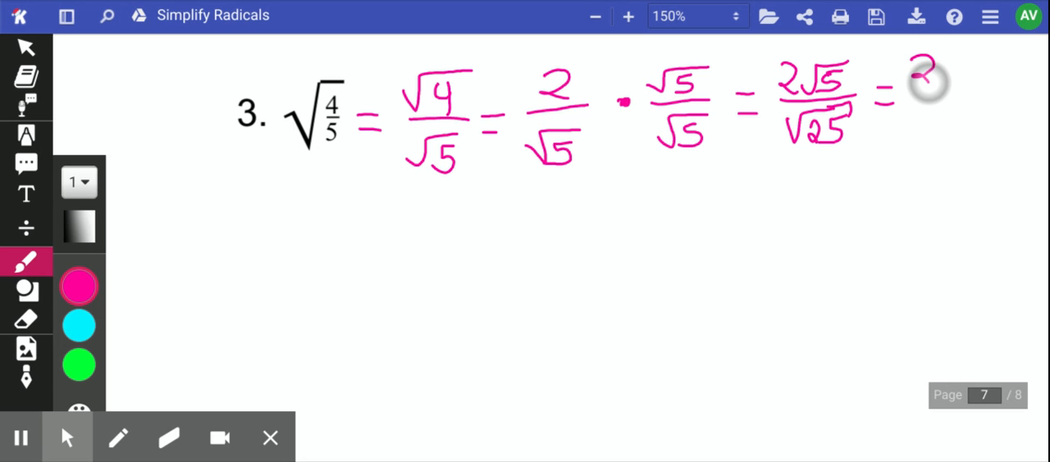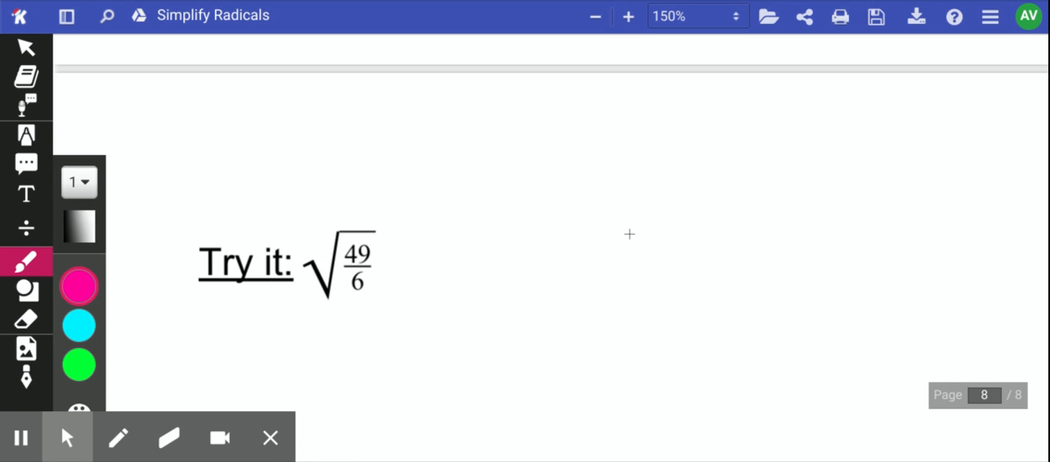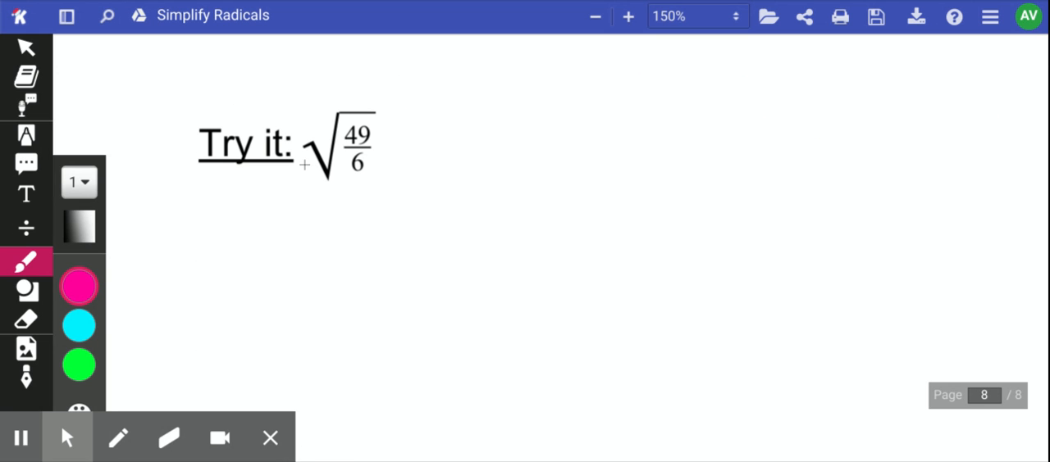So in the numerator, I'm going to have 2 radical 5. In the denominator, square root of 25 is 5. And that is my final answer. No, these two do not simplify any further. We cannot cross those out because this is radical 5 and this is 5. They are not the same number. But our answer will stay just like this. Very good. All right, and here is your try it.